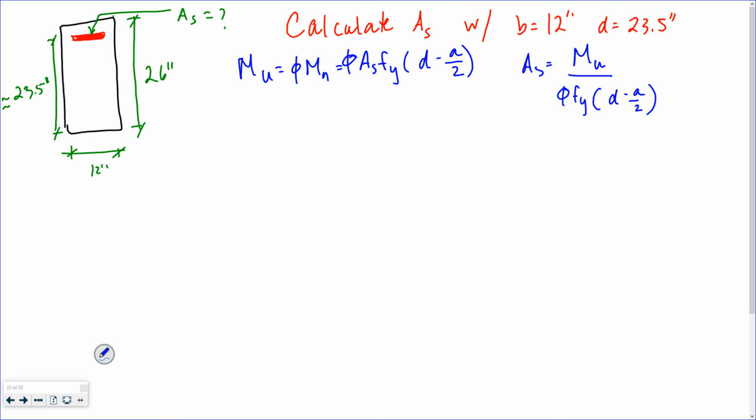And then that's my equilibrium equation, or no, I'm sorry, that's my moment equation. My equilibrium equation is AS FY is 0.85 F prime C A B. And if I solve for A, I get A equals AS FY divided by 0.85 F prime C B.